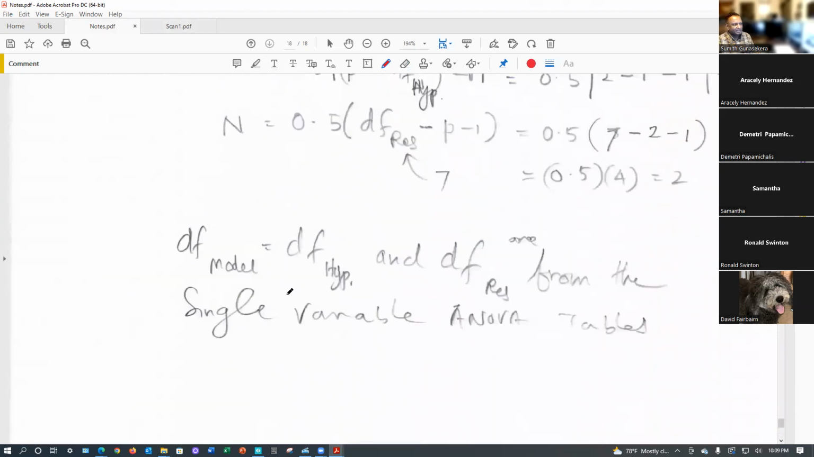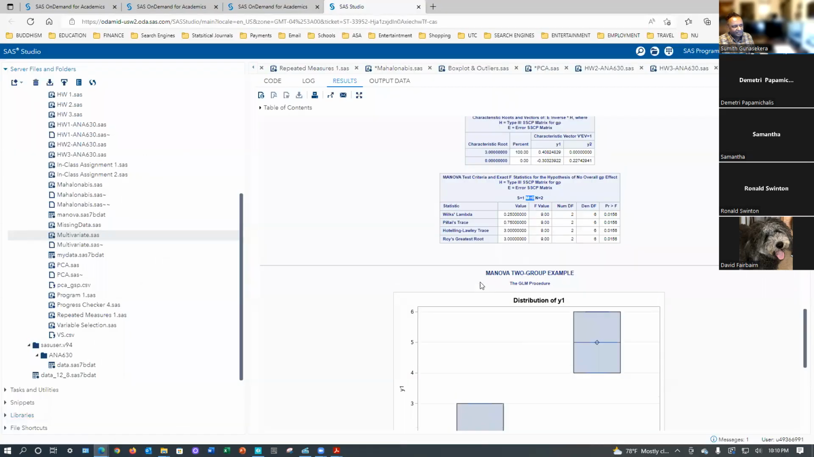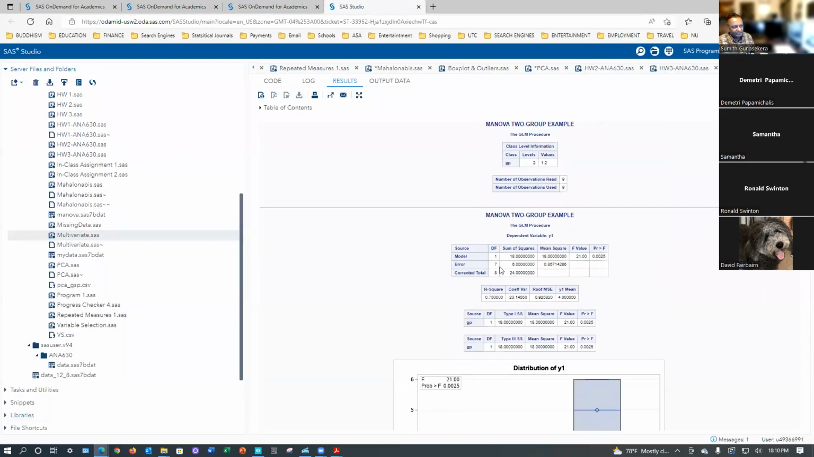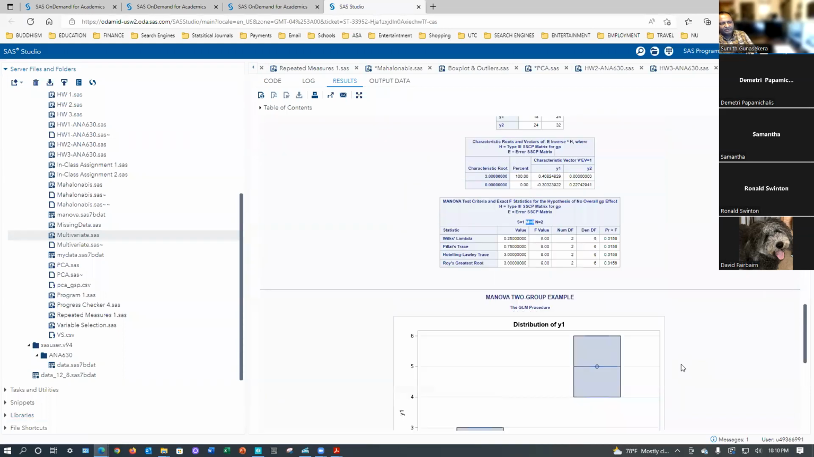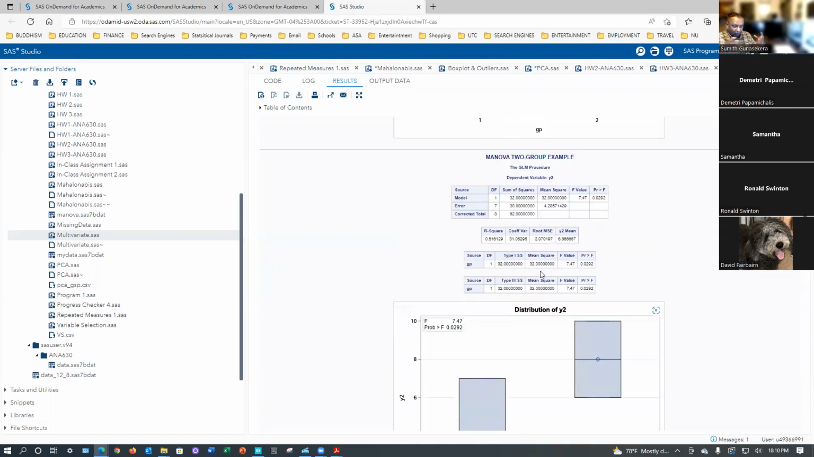This N is nothing but 0.5 times the degrees of freedom of residual in the univariate case. See? Univariate case. Okay, you go to univariate again. Here residual is 7. I'm not talking about this F test. Here 2 and 6, that's for the overall one. These are one at a time.